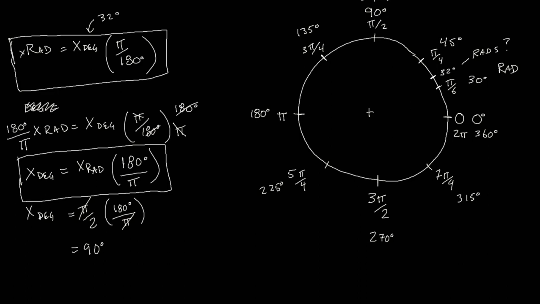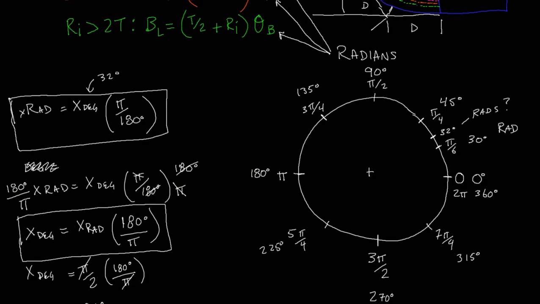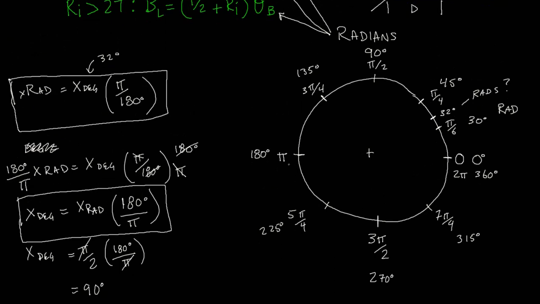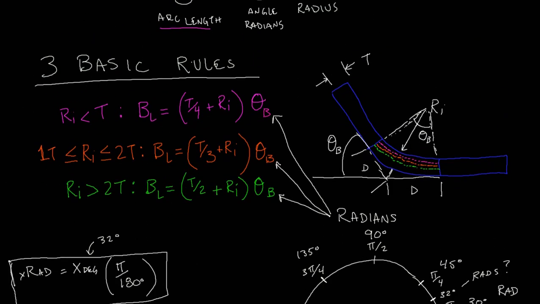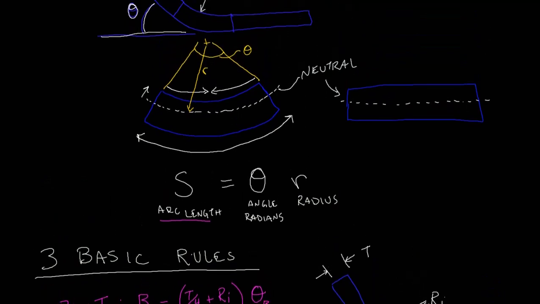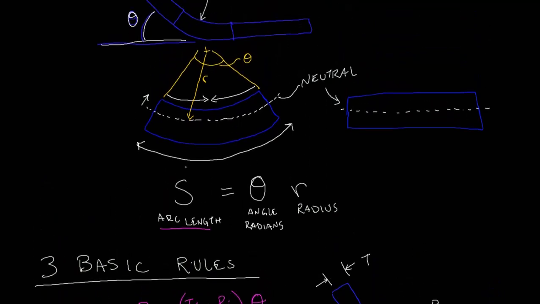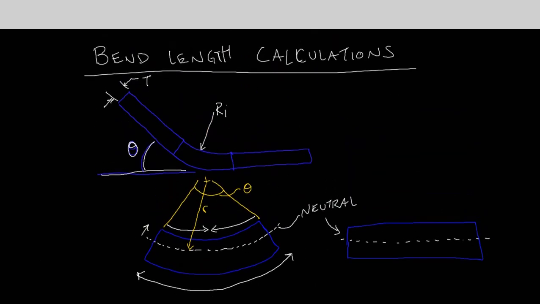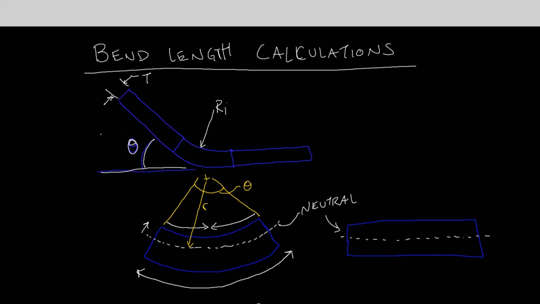All right, so that kind of goes over the unit circle here. You have your 3 basic rules for determining your bend length, so BL, and the BL formula comes from the SOAR angle, which is just an arc length calculation. And that will help you find any degree angle part.